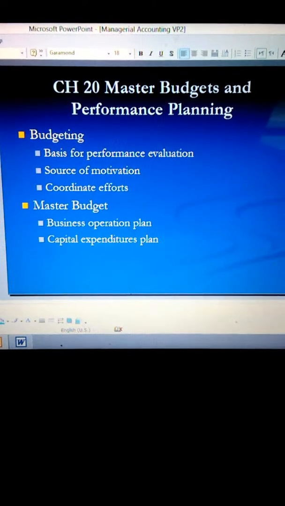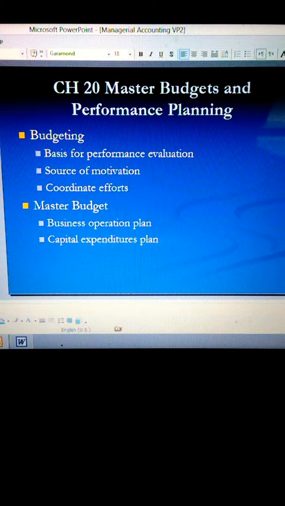Chapter 20 is about master budgets and performance planning. Management uses what it knows about cost behavior and their contribution margins to begin budgeting, which is the process used to formalize plans. Budgeting provides a basis for performance evaluation and should serve as a source of motivation. It should be done in a coordinated effort so that those involved understand and accept the budget.